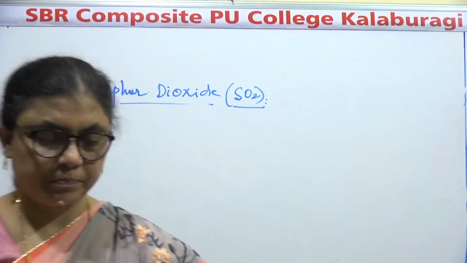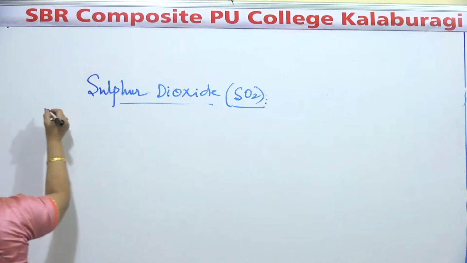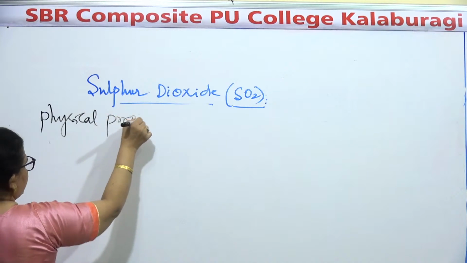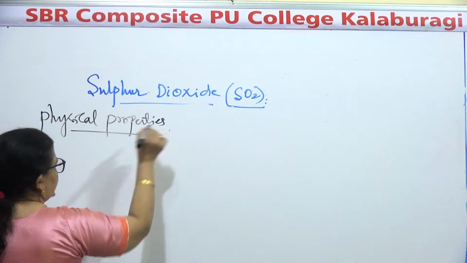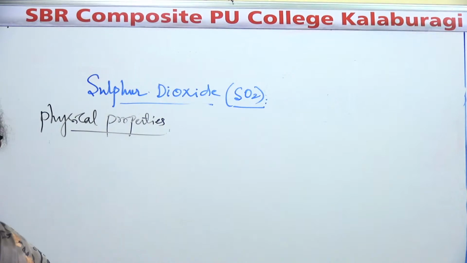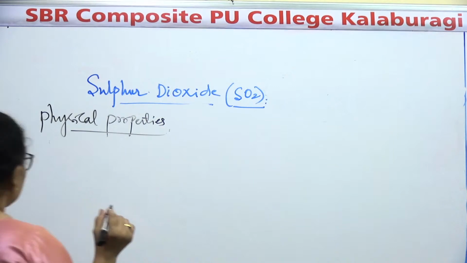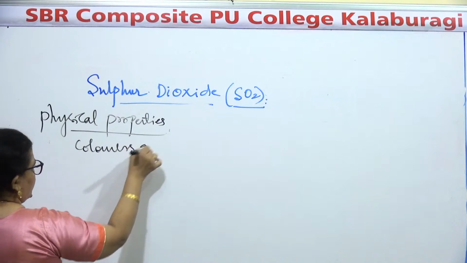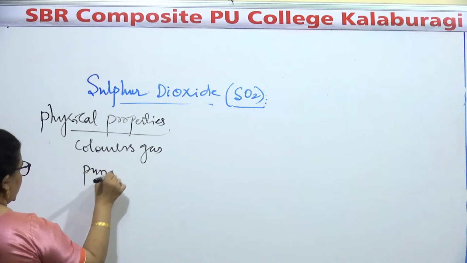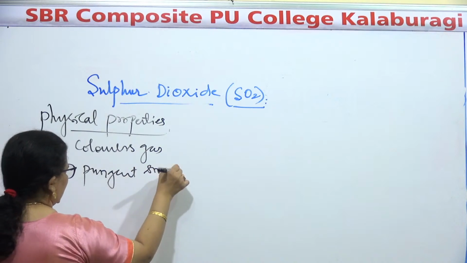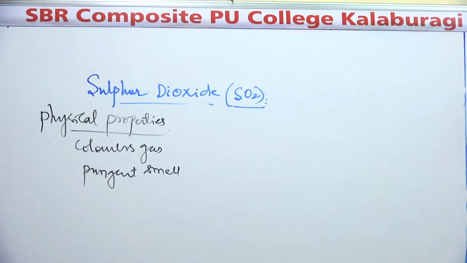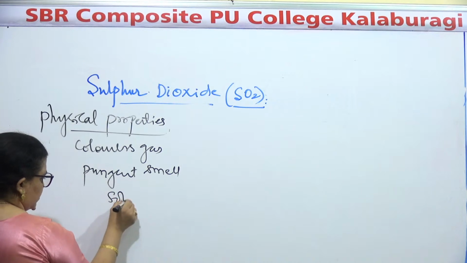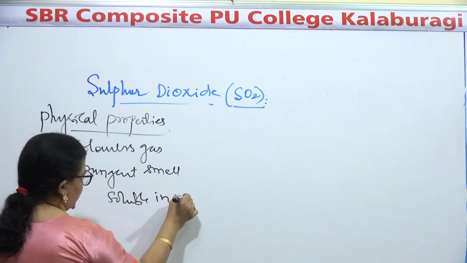We will move to the physical properties of sulfur dioxide. It is a colorless gas with a pungent smell, highly soluble in water. Pungent smell means what? A very bad or disagreeable smell is called a pungent smell. It is highly soluble in water.